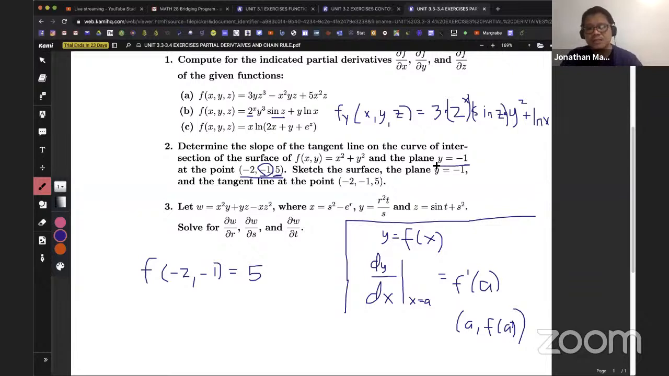So in determining the slope of the tangent line, kukuhanin natin yung partial derivative of the function with respect to x. Okay? Since fixed natin yung y to be equal to -1, ang variable to be considered here is x. So kuhanin natin ang f sub x. Ano ang partial derivative of the function with respect to x? So if your function f of xy equals x squared plus y squared, what is the partial derivative with respect to x?